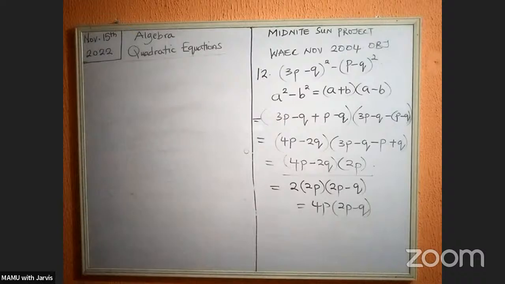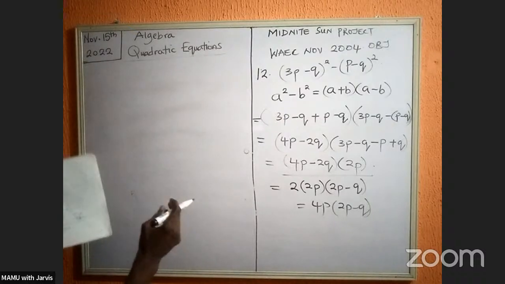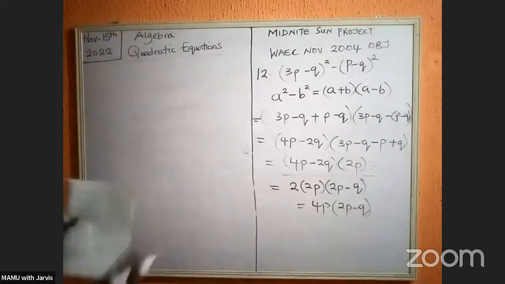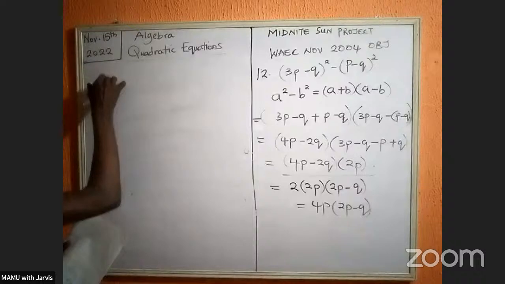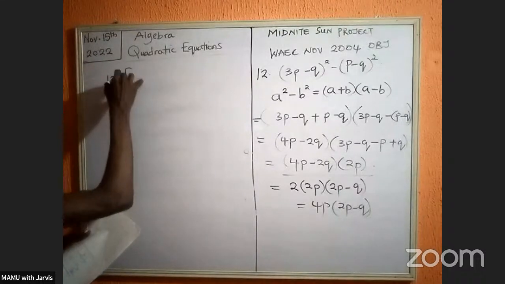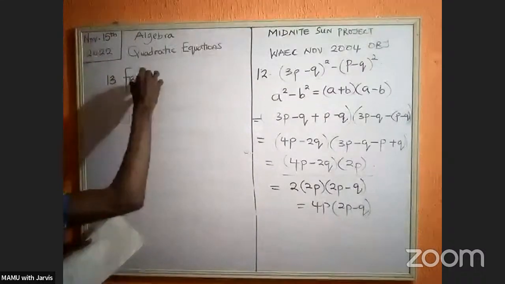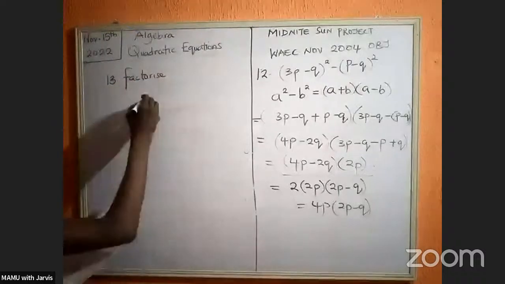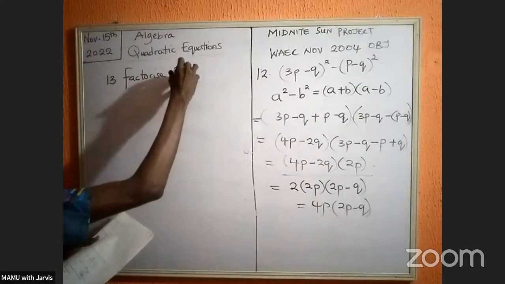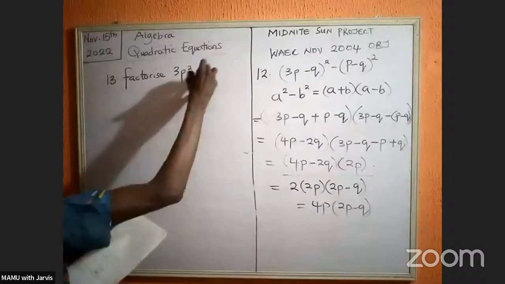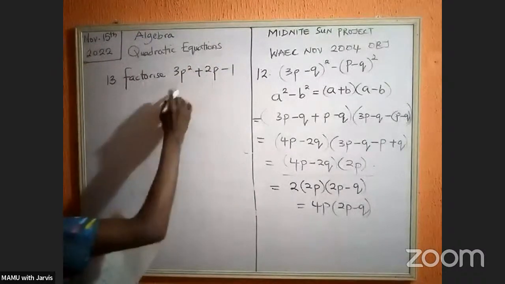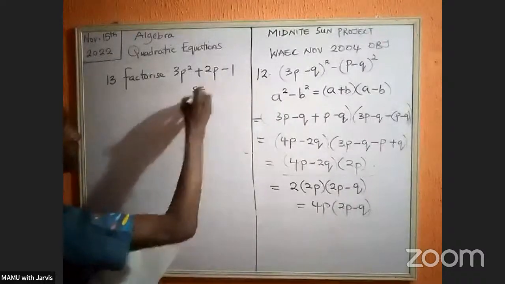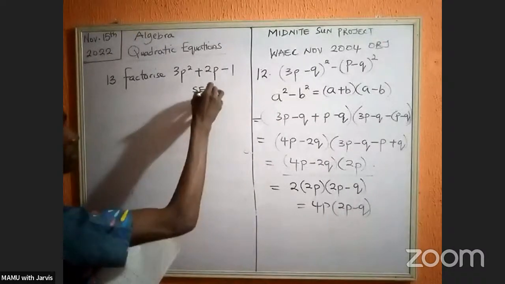Okay, still on that same year, we have another that says what? So we're dealing with more quadratic equations and expressions. Still on that same year, it says question 13, factorize 3p squared plus 2p minus 1. So the first thing you need to look at is what? The sum of factors and the product of factors.